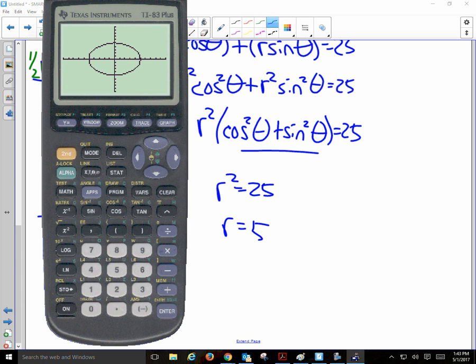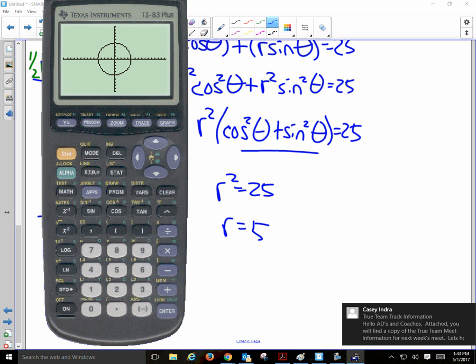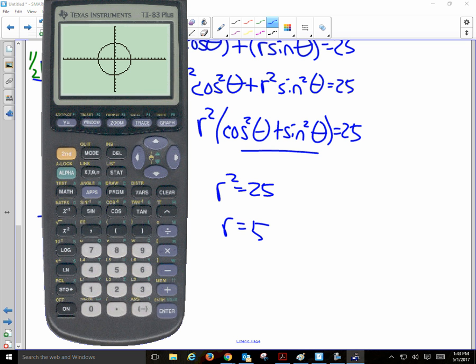Now, some people say it's an ellipse. That's because your window is out of whack. If you zoom square, number 5, now it's a square window, and we get a perfect circle. Yes, so r is equal to 5, but you need to show all the work.